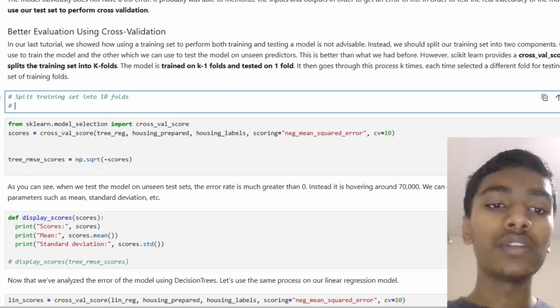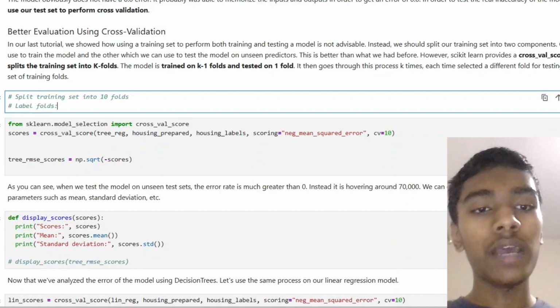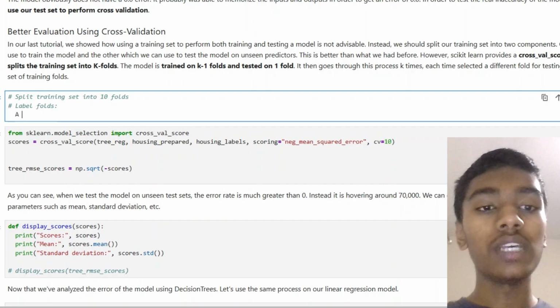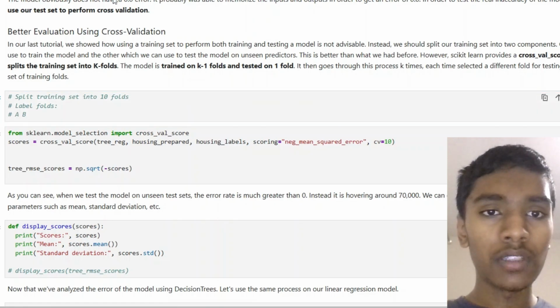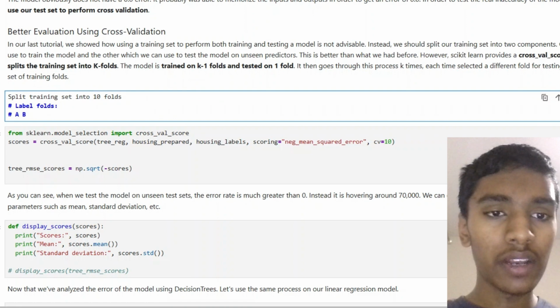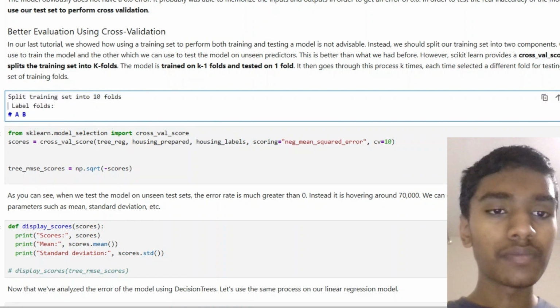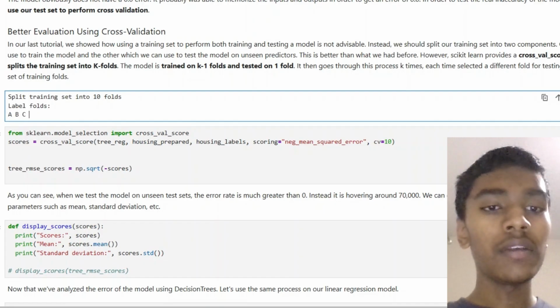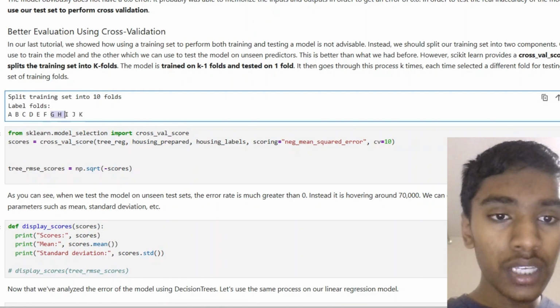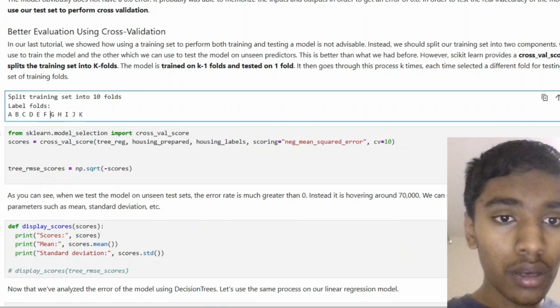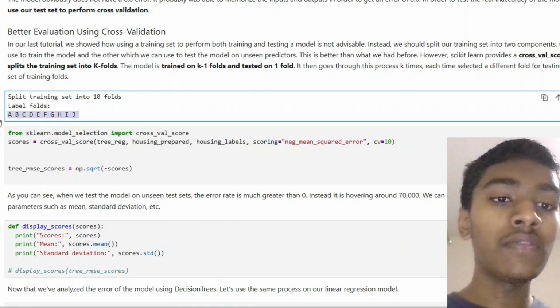Let's go ahead and label these folds. Let me make this into Markdown just so that we can see this better here. We're going to label these folds A, B, C, D, E, F, G, H, I, J. So you're seeing here that we have a total of 10 of these folds.